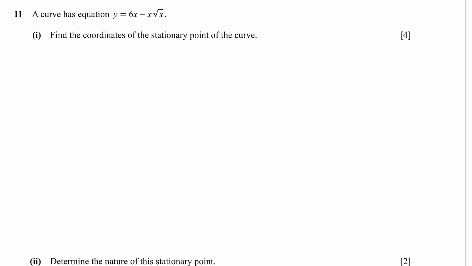The curve has equation y equals 6x take away x root x. We want to find the coordinates of the stationary point of the curve. So in other words, the point where the gradient is 0, so we're going to need to differentiate.